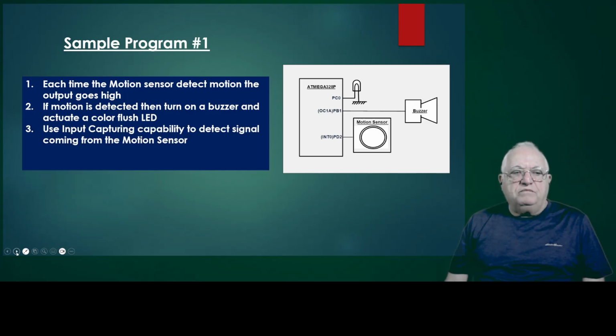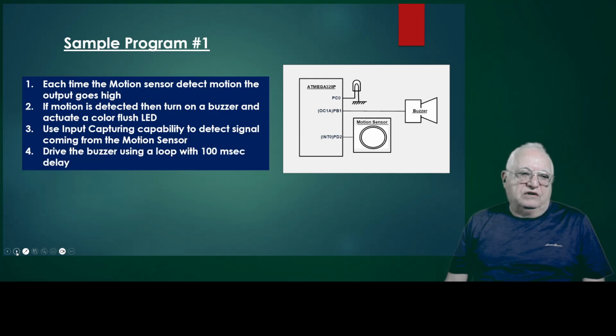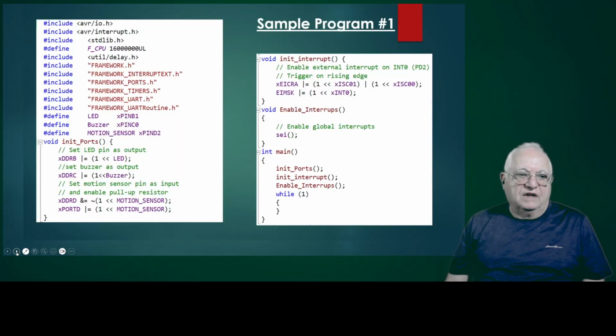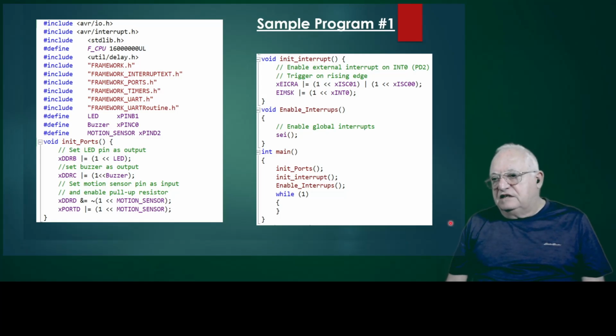Use input capture capabilities to detect the signal coming from the motion sensors. Drive the buzzer using a loop with 100 milliseconds delay. So let's see our first program.